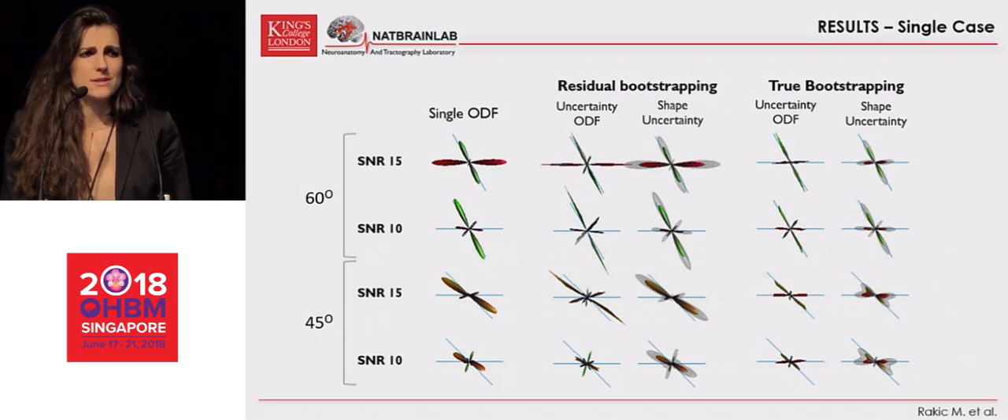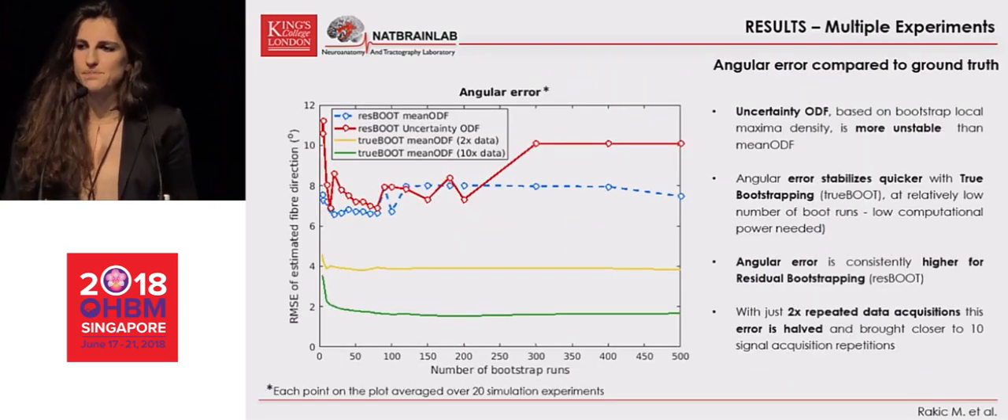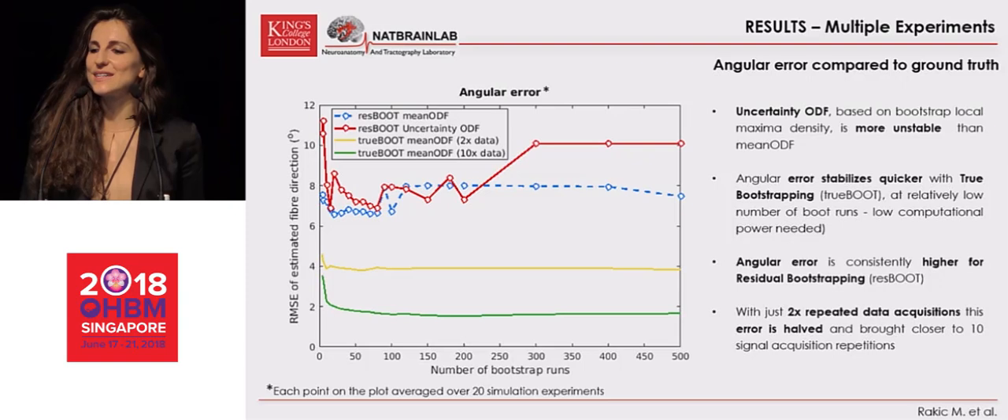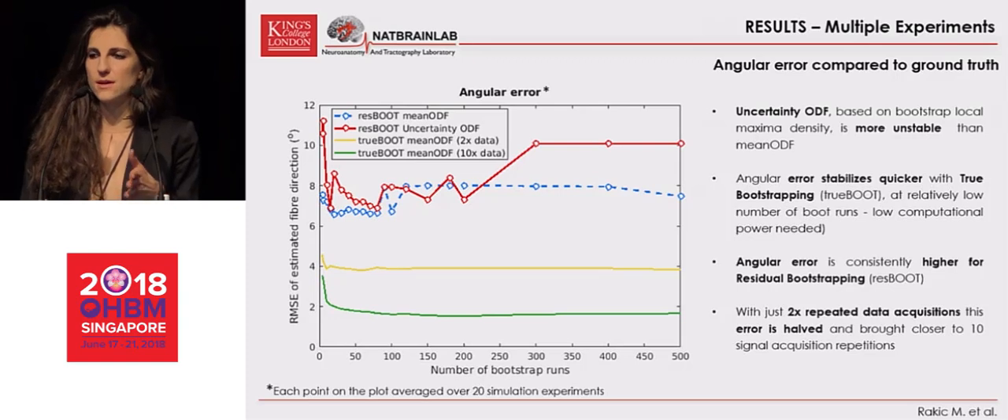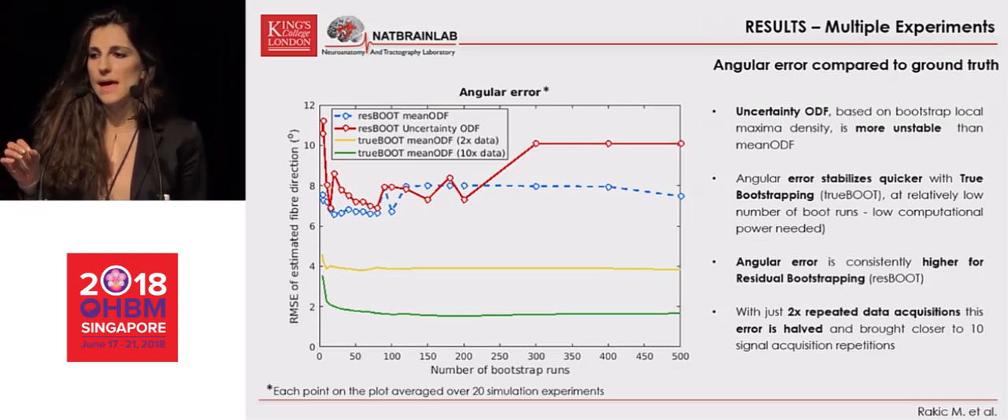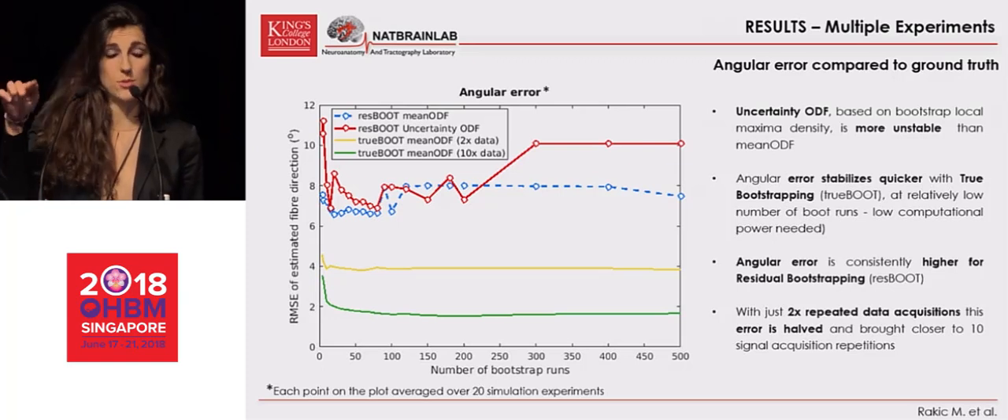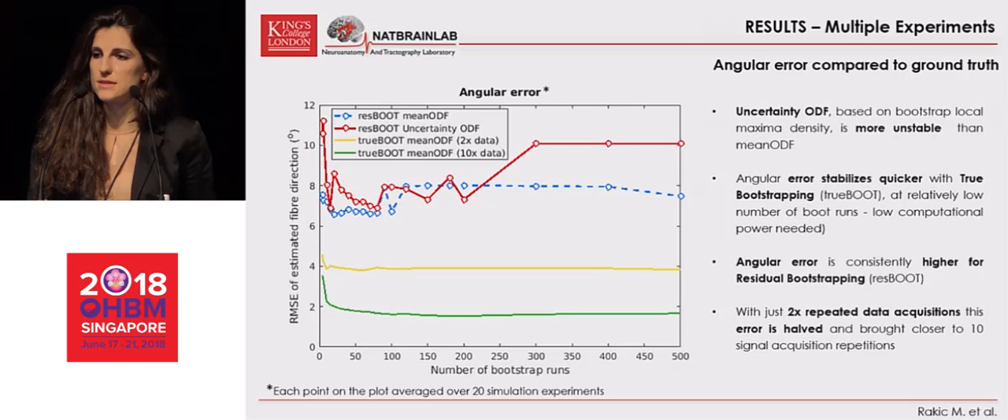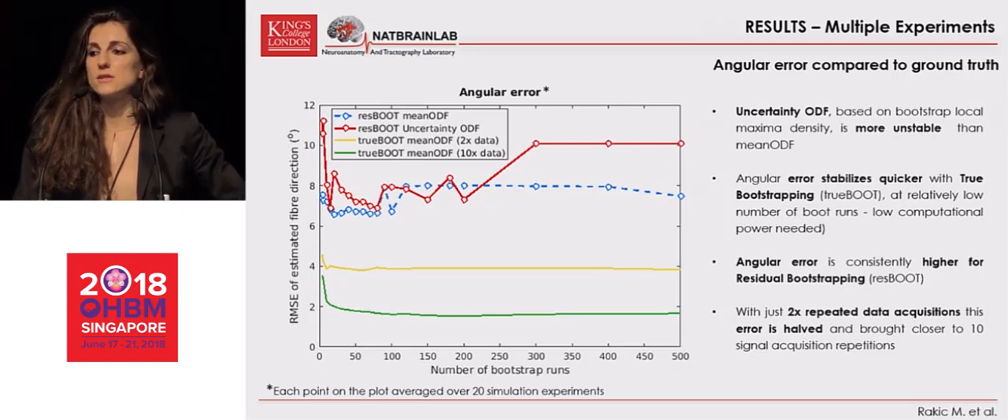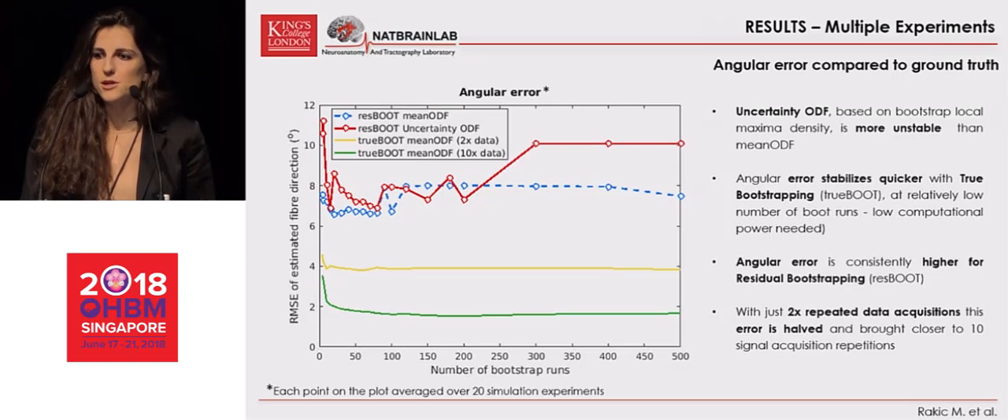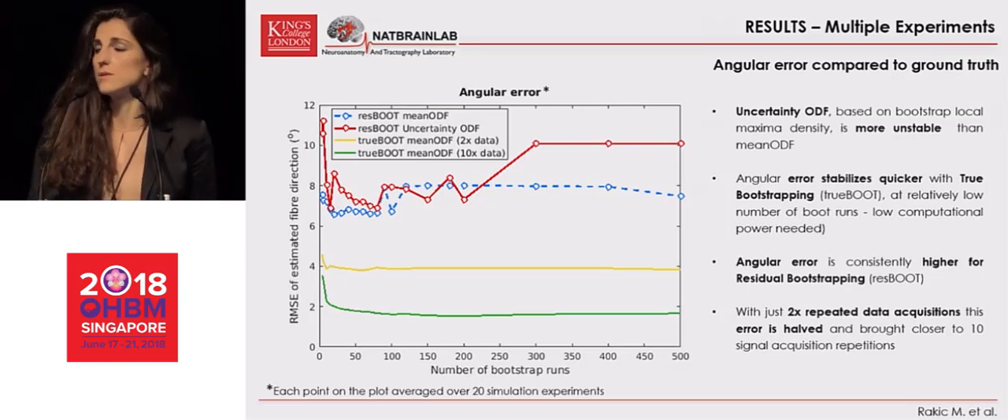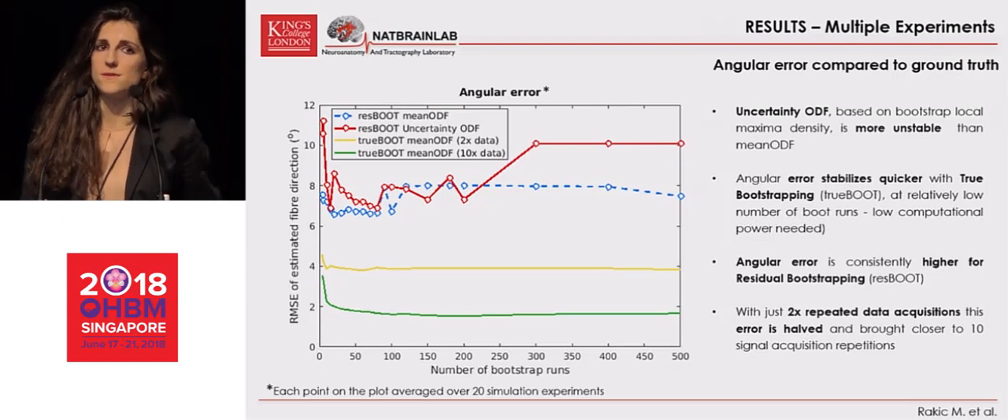Okay, this was very qualitative, moving to the quantitative results, we can see that the root mean square error of the angular error compared to ground truth of uncertainty ODF is much more unstable, which is represented by the red plot on this graph, and the error stabilizes relatively quickly for the true bootstrapping, the bottom 2 plots, which is already at 50 bootstrapping runs.